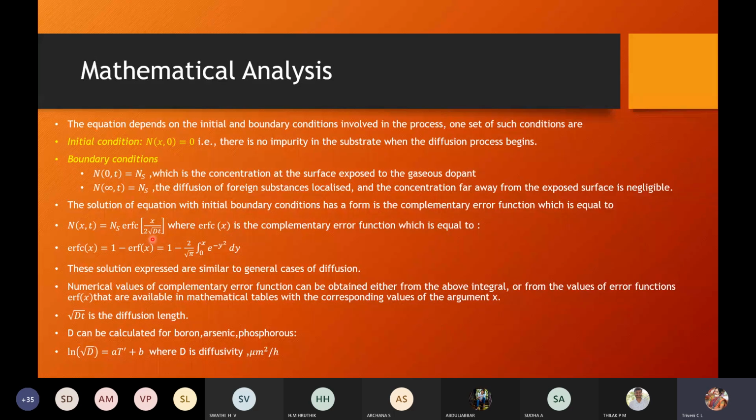Now coming to this equation, what is root of Dt? Root of Dt is nothing but the diffusion length. D can be calculated for boron, arsenic and phosphorus, and it varies. How do we calculate the value of D? It can be calculated using the equation ln of root D equals A times T complement plus B, where D is the diffusivity. The unit of diffusivity is given here.